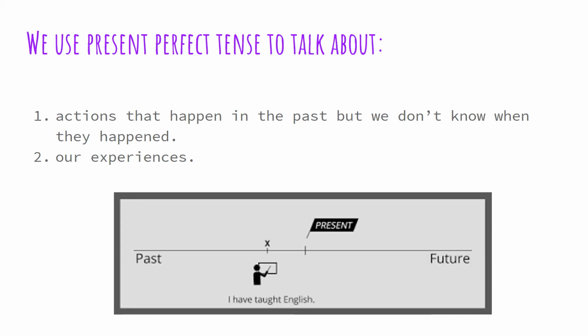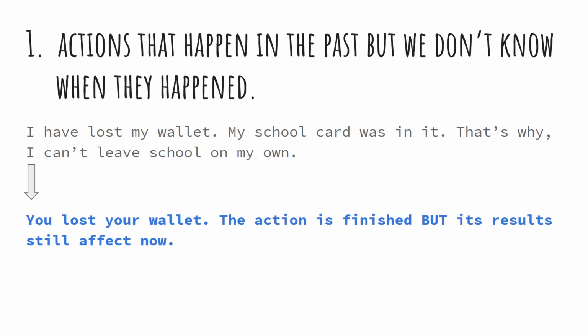We use present perfect tense to talk about 2 things. Number 1, actions that happened in the past. As you can see, this is very similar to simple past tense, but the difference is that we don't know when the actions actually happened. And number 2 is to talk about our experiences. Now let's find out more about these 2 things.